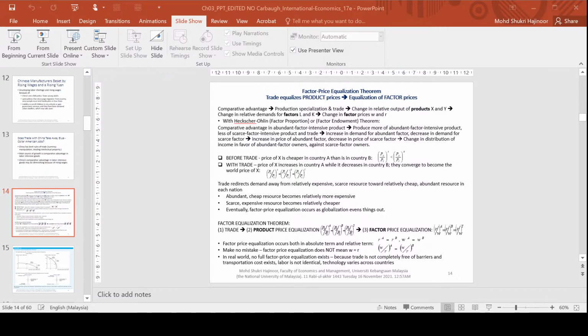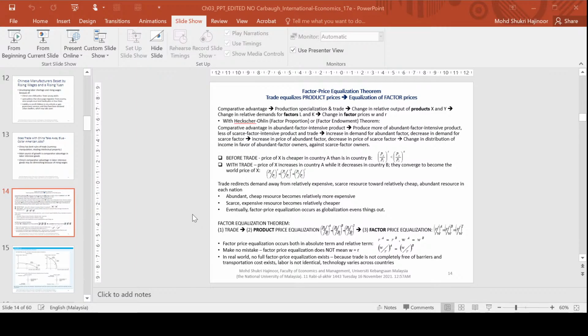As a result, which one increases by more? Labor. Capital also increases, but not much increase in capital. As a result, capital, which was expensive in China, now becomes cheaper. Okay, becomes cheaper because less and less.